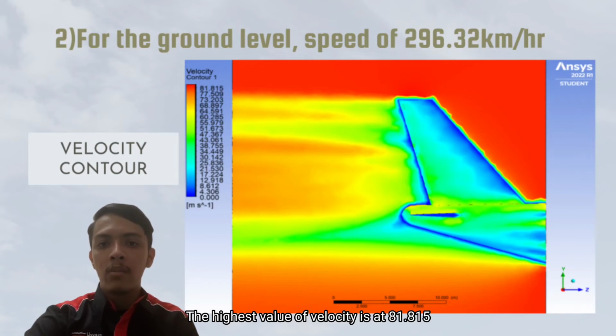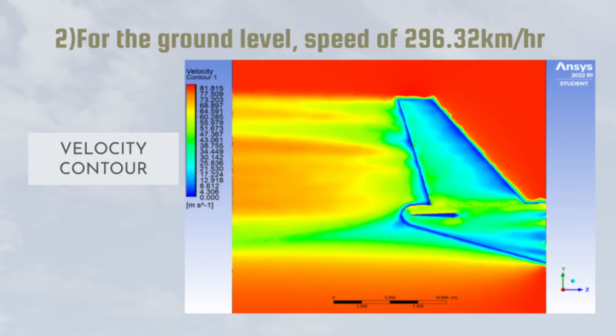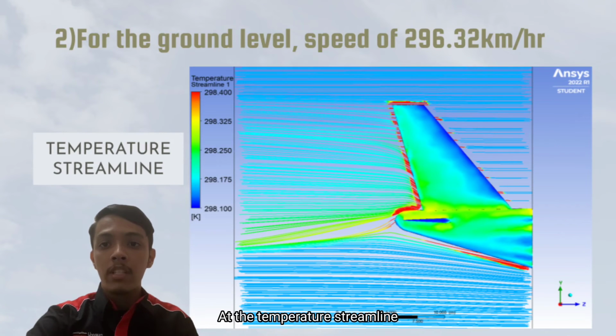The highest value of velocity is 81.815 meter per second. At the temperature streamline, the value is between 298.4 and 298.1 Kelvin.